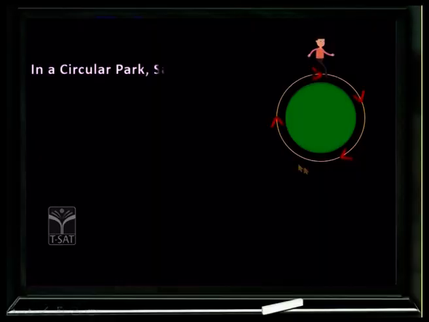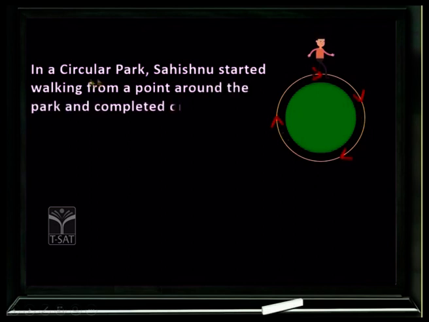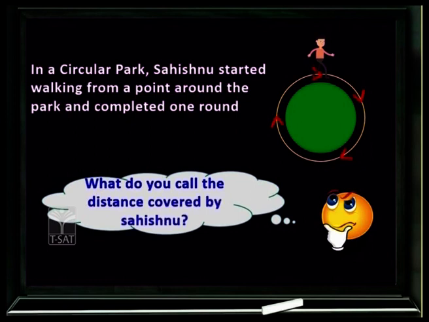This is a circular park and one student is walking around the circle. In a circular park, TS is a student who started walking from a point around the park and completed one round. He started from here, made one rotation and reached here. What do you call the distance covered by TS?